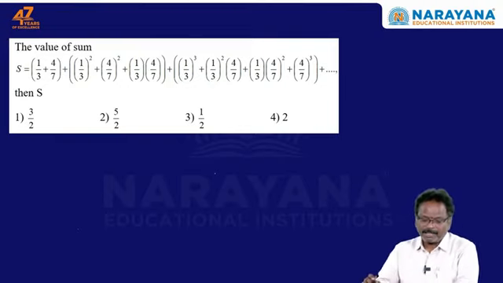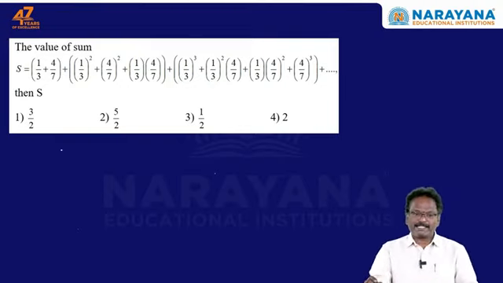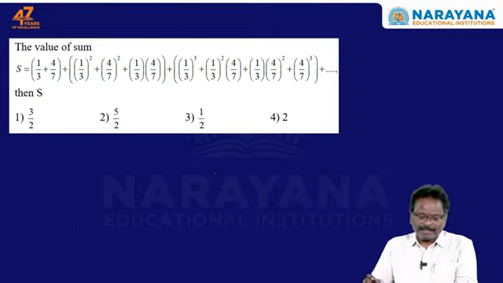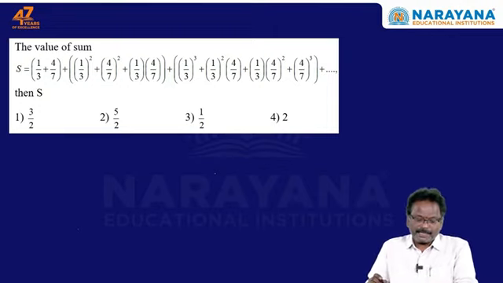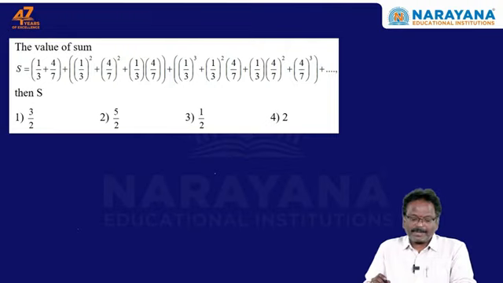The next question in mathematics is from sequence and series. Find the value of the sum S equal to 1 by 3 plus 4 by 7 plus (1 by 3) whole square plus (4 by 7) whole square plus 1 by 3 into 4 by 7 plus (1 by 3) whole cube plus (1 by 3) whole square into 4 by 7 plus 1 by 3 into (4 by 7) whole square plus (4 by 7) whole cube. It is a very simple one.